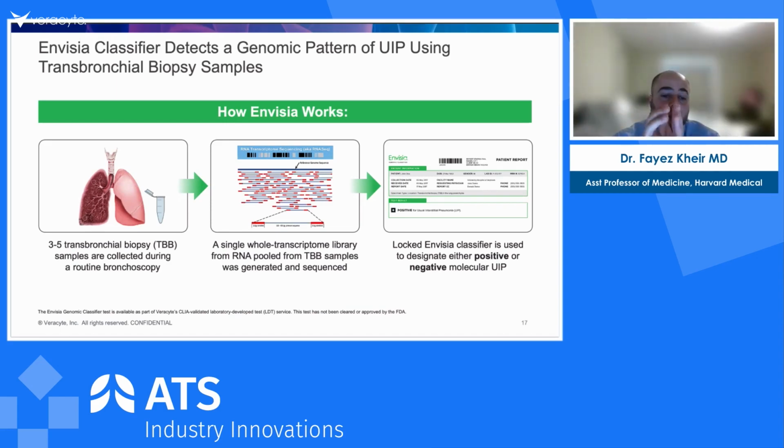So once we do the 3 biopsies, we put them in tubes, and we have a box that is given by Veracyte. The box will go to a Veracyte central lab, where all the biopsies are pooled and a single-shot transcriptome library comprising 190 genes that are found to be predictive of UIP versus non-UIP pattern will be generated and sequenced. In up to 2 weeks, you will have the results back. It's either positive for molecular UIP pattern or negative for molecular UIP pattern.